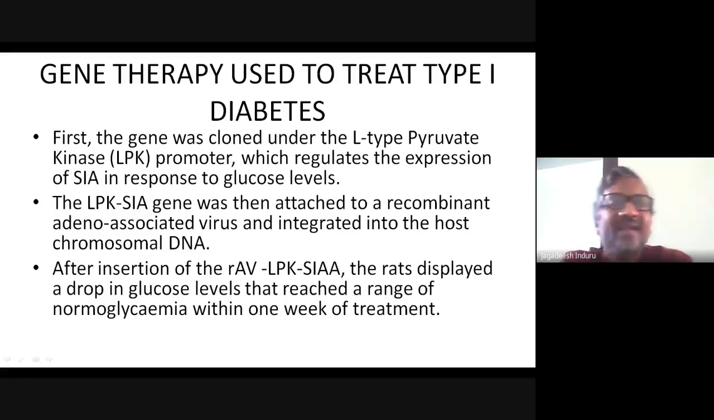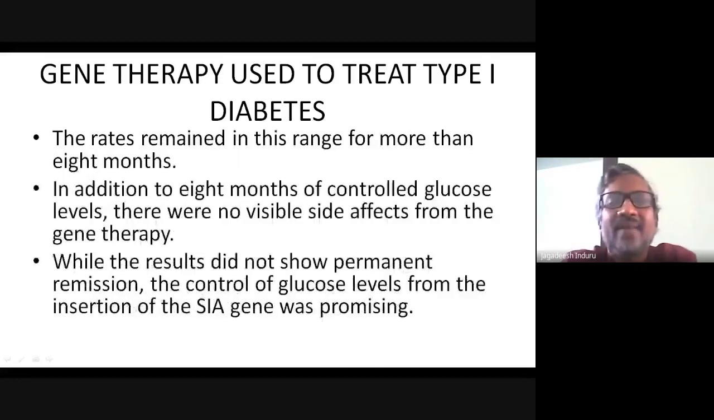The rats remained in the normal range for more than 8 months. In addition to the 8 months of controlled glucose levels, no visible side effects from the gene therapy were observed. While the results did not show permanent remission, the control of glucose levels from the insertion of the SIA gene was promising. It was found promising without much problem.